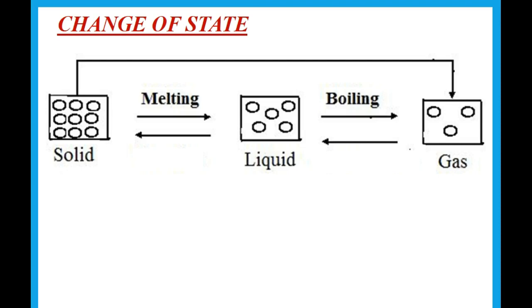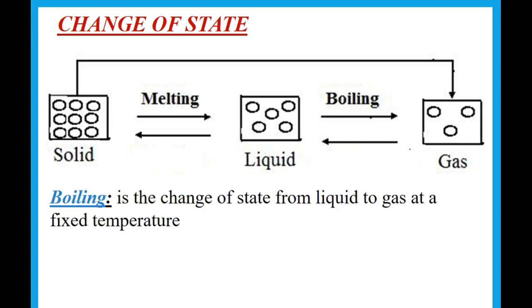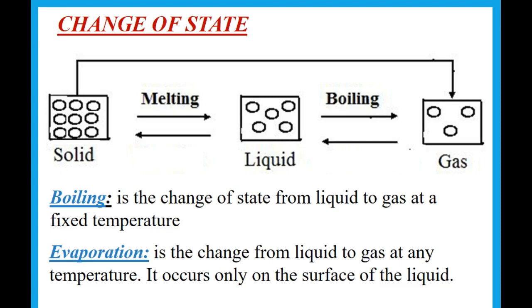It's boiling or evaporation. What is the difference between boiling and evaporation? You should know that boiling is the change of state from liquid to gas, but at a fixed temperature, at a specific temperature. But if liquid is changing to gas at any temperature, that is called evaporation. So evaporation is the change from liquid to gas at any temperature.